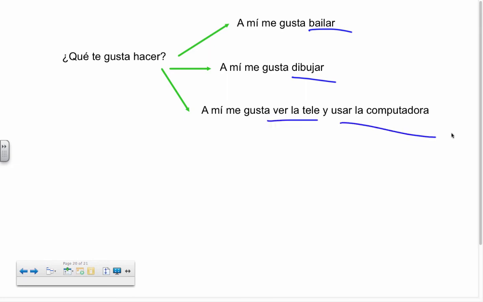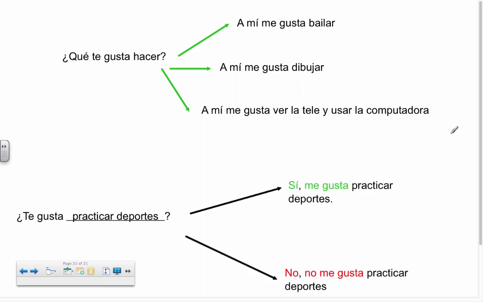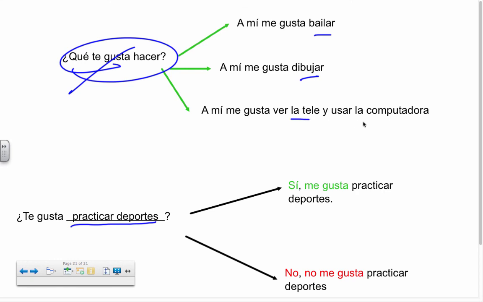Whatever. And there's also a simpler question, which I foreshadowed earlier, when you're going to ask a specific thing. For example, not what do you like to do in general, like in this question. This one's very specific. "¿Te gusta practicar deportes?" I'm not asking if you like to draw or dance, watch TV, or use the computer. I'm specifically asking, do you like to practice sports? And there's obviously 2 answers. "Sí, me gusta practicar deportes," or "no, no me gusta practicar deportes" would be the negative.